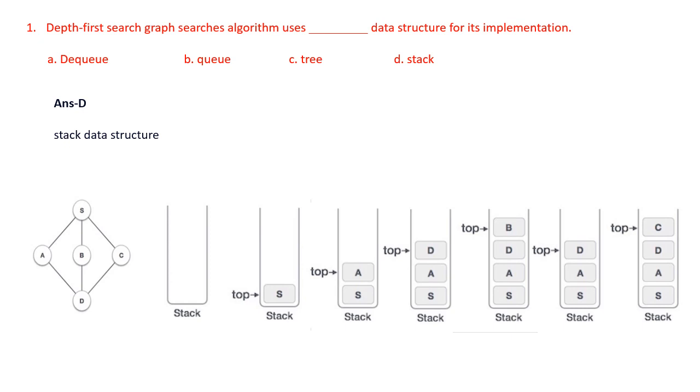So what was happening in BFS, breadth first search? After A we will visit the B, but here we are not visiting the B, we are going in the depth. S, then A, then D, then B and then C. So the order of the DFS will be S, A, D, B and C. Now move to the next question.